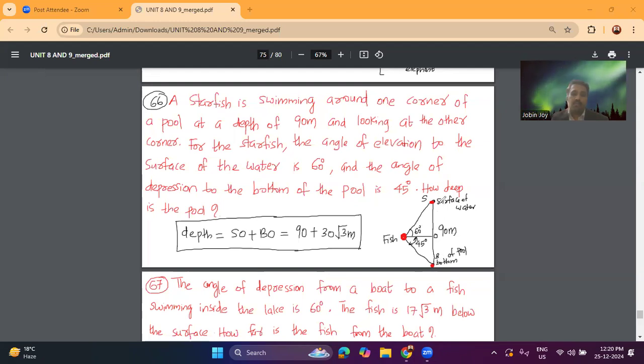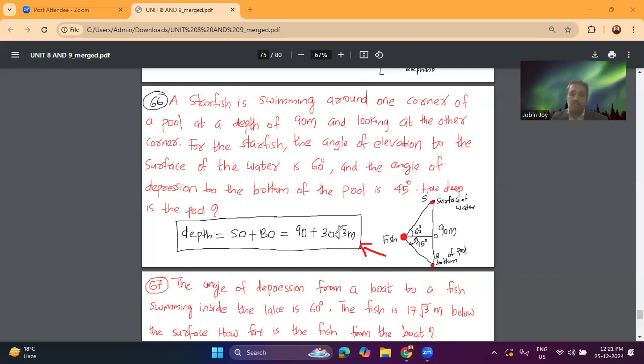You have to find how deep the pool is. That means you have to find the depth of the pool. Depth of the pool is equal to SO plus BO. So draw this triangle. Then you have two angles, 60 degree and 45 degree. You can apply the trigonometric ratios, sine, cos, or tan, whatever you feel is correct. So the final answer is 90 plus 30 root 3.